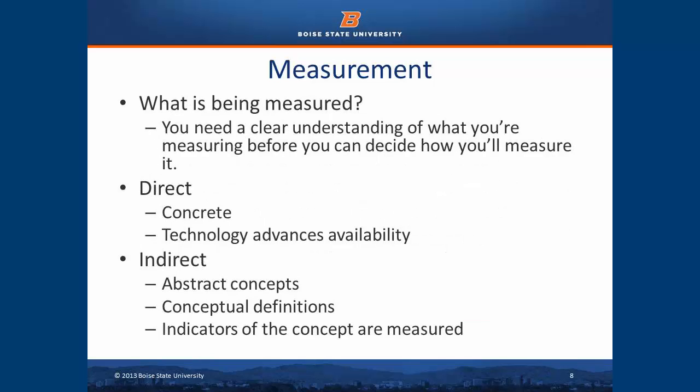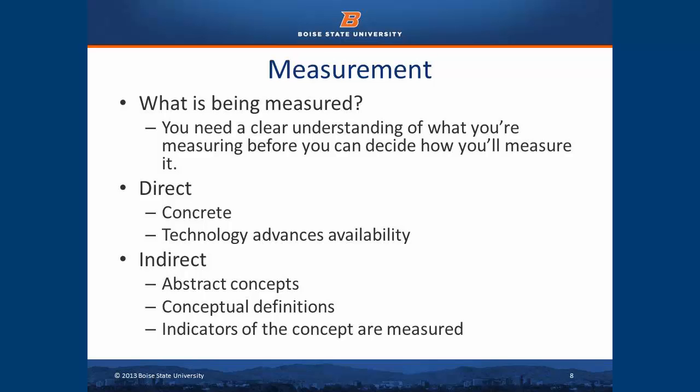Measurements can be direct or indirect. Concrete factors such as height, weight, time can be measured directly. Technological advances have increased the availability of direct measurements of many physiological, biological, and chemical characteristics. In nursing, oftentimes the concept being examined is an abstract one, such as stress, caring, coping. The first step in measuring an abstract concept is the development of a conceptual or operational definition.